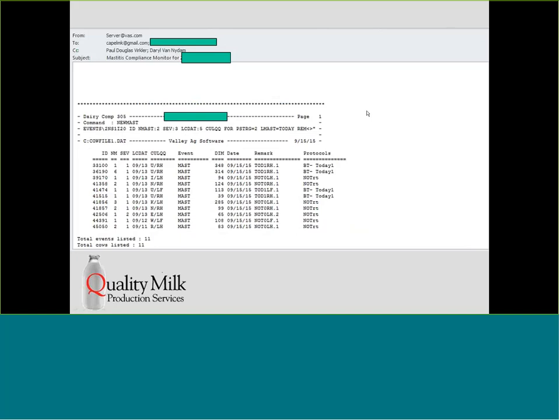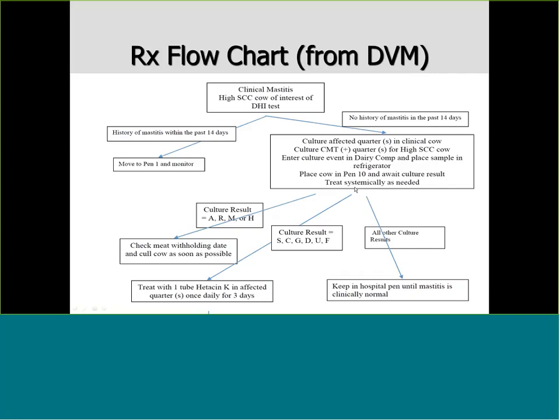Every day, 24 hours later, the veterinarian of record and the QMPS personnel and whoever else on the dairy wants it can get this mastitis compliance monitor. And for this particular dairy, they had 11 mastitis events the previous day. Results ending up here, this is uterus, right? We have some other pathogens, Klebsiella, et cetera, and then the protocols which they got on. And here's an example from one of the dairies that is doing this. This is the flow chart built up by the veterinarian of record on the dairy.